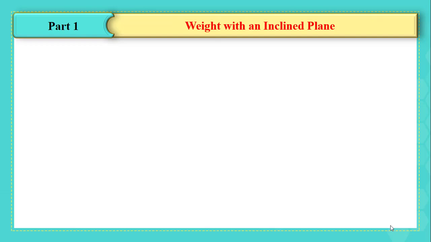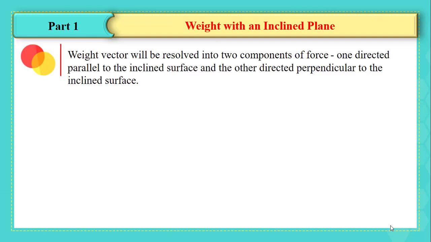Now let's see how to project the weight force. The weight vector will be resolved into two components of force, one directed parallel to the inclined surface and the other directed perpendicular to the inclined surface. Let us see how. Note that in physics, a tilted surface is called an inclined plane. Consider a box moving upward on an inclined plane, which is the line of the greatest slope that makes an angle alpha with the horizontal.